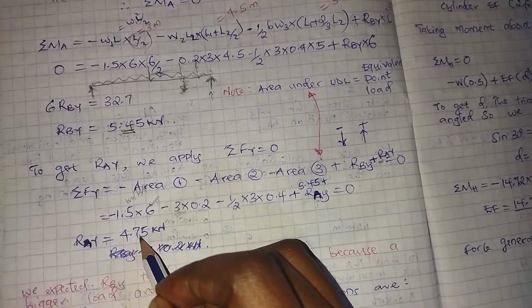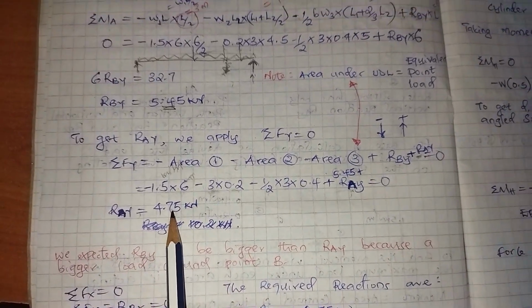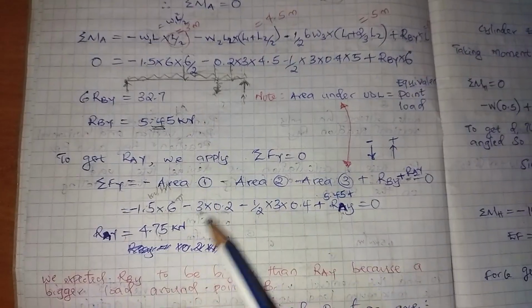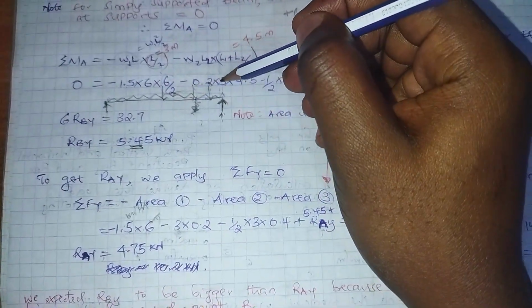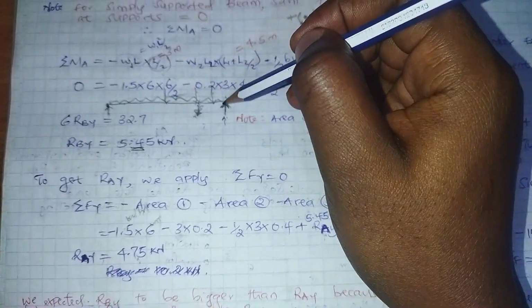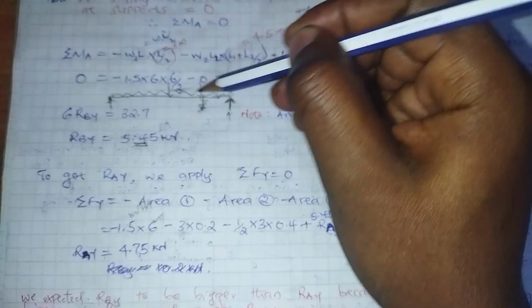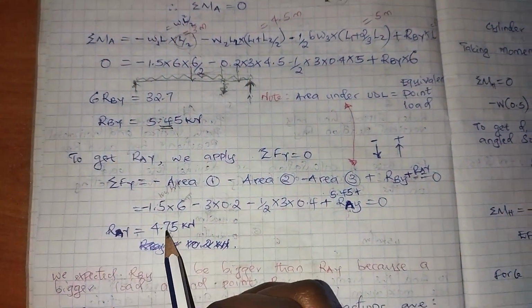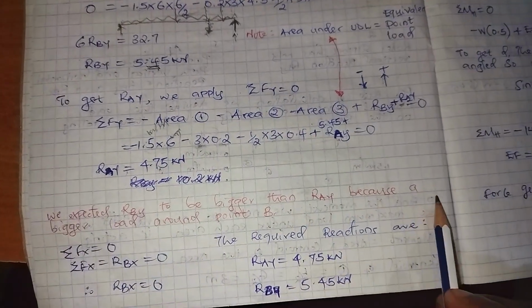And as you can see, we expected RAY to be smaller than RBY, because we can see that most of the load is acting past the midpoint of this beam. So this point is carrying more load than this point. So that is why RAY is 4.75 and RBY is 5.5. That is what this note is saying here. Okay.